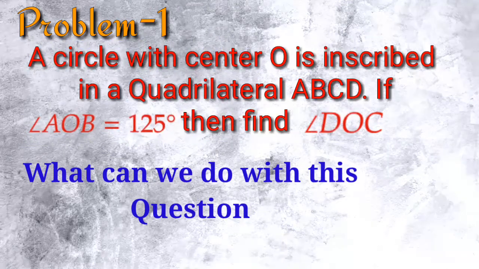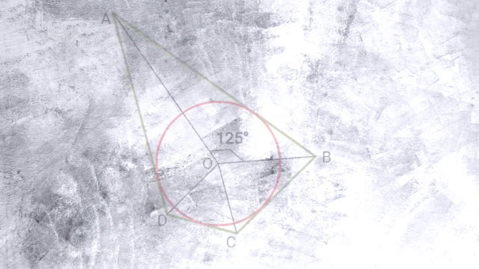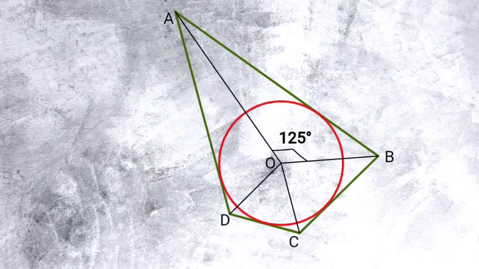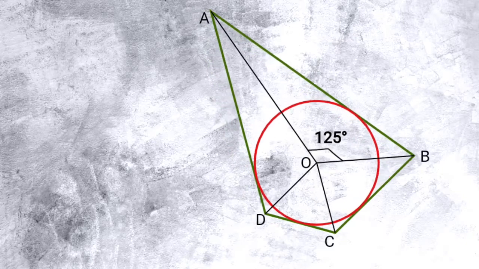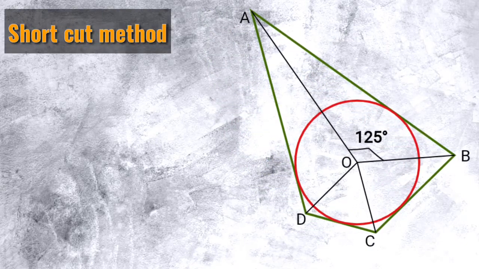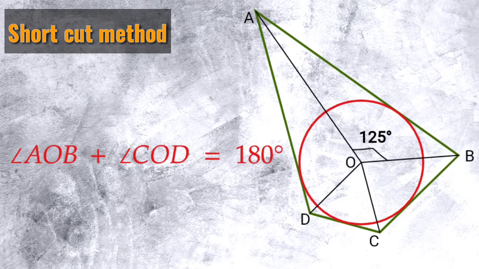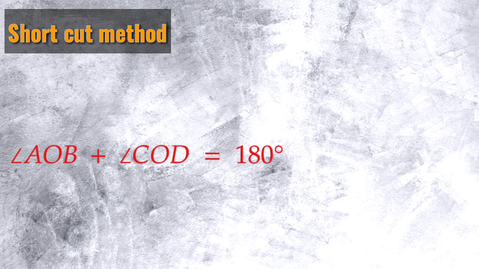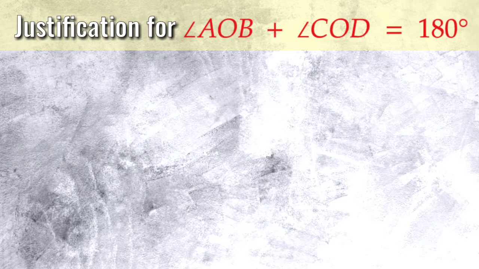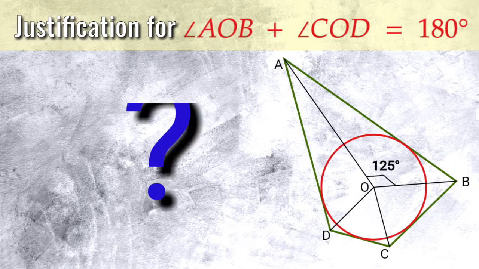What can we do with the question? Here, all the sides are tangents for the circle. There is a shortcut method for this question, that is angle AOB plus angle COD is equal to 180 degree. Definitely we should justify the shortcut method. Why angle AOB plus angle COD is equal to 180 degree?